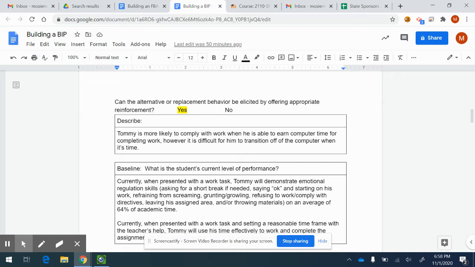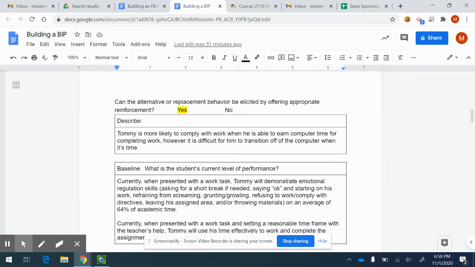So it's kind of a double-edged sword. It does work to get him to comply with some work demands. However, the transition piece off of it is difficult. So we're still working through exactly what that reinforcement piece looks like. And that is why we talk about this document being a working document. So we have an intervention in place, we have a reinforcement schedule in place that has started working, but we may need to tweak that.